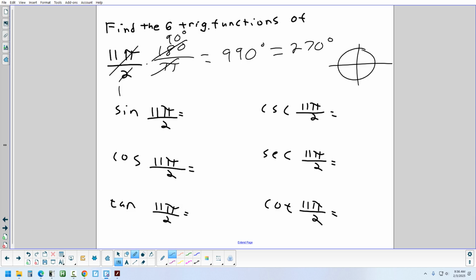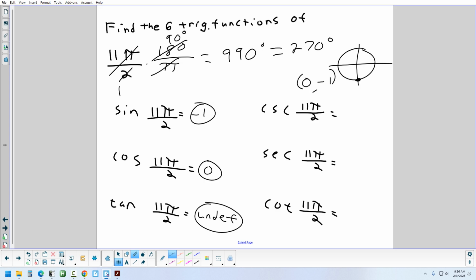Think about where 270 is. Where's 270 on the circle? The bottom. Straight down. What's the coordinate when we go straight down? 0, -1. Yep. Now we can do all our trig functions. What's the sine of 11 pi over 2? -1. What's the cosine of 11 pi over 2? 0. And the tangent? -1 over 0, which is undefined.